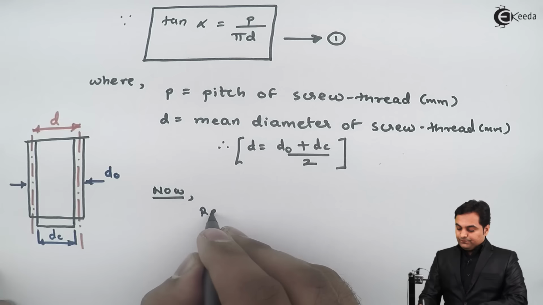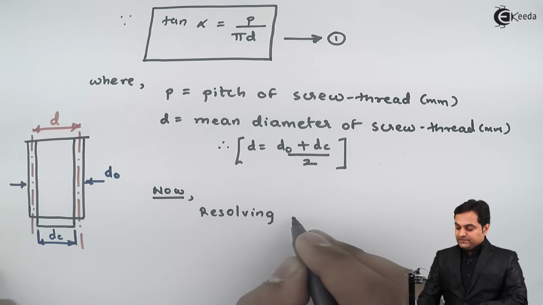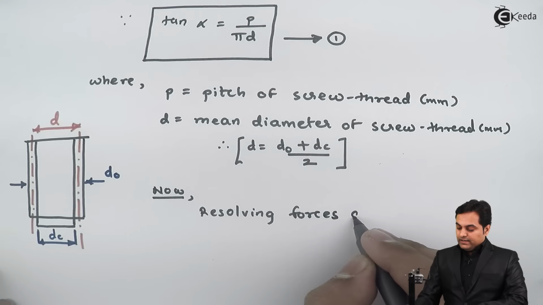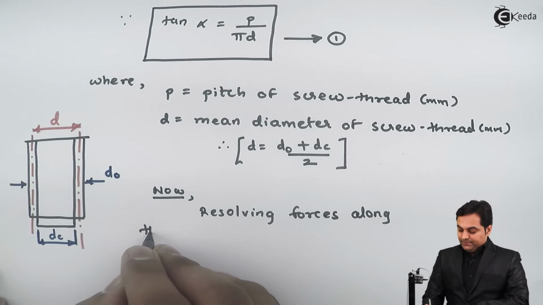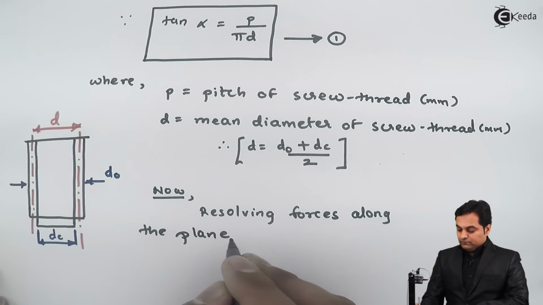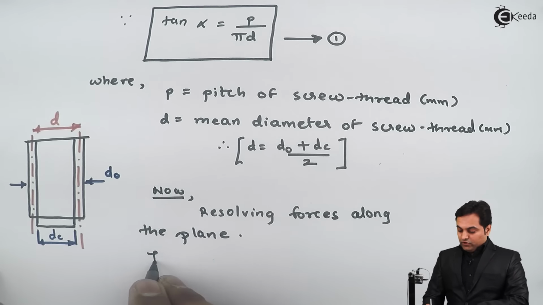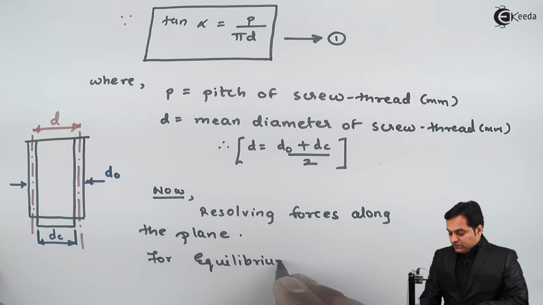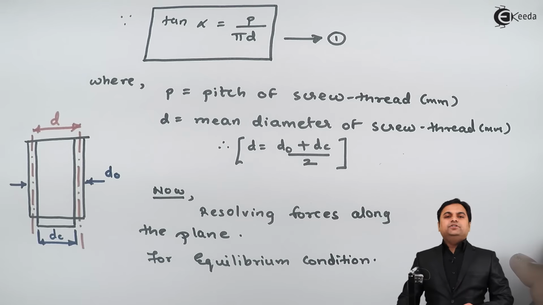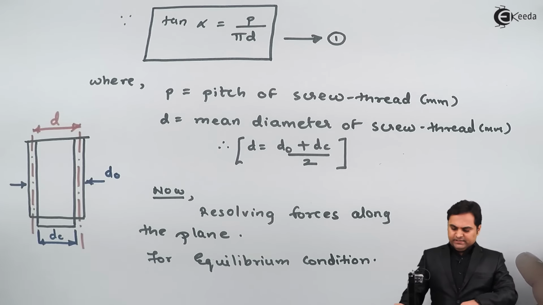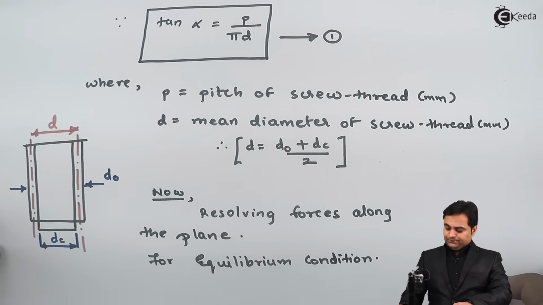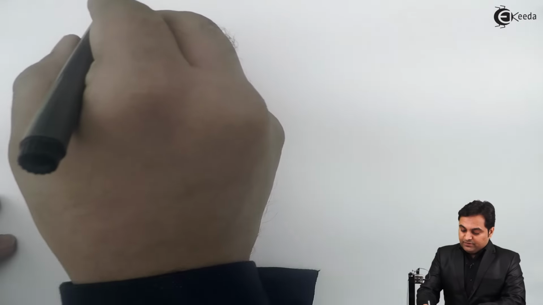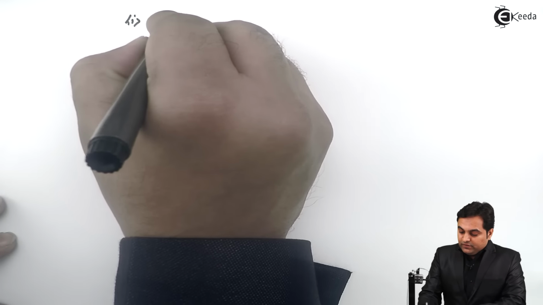Resolving forces along the plane, and for equilibrium condition, here I'll mention the equilibrium condition for forces parallel to the plane, and that will be summation of Fx is equal to 0.